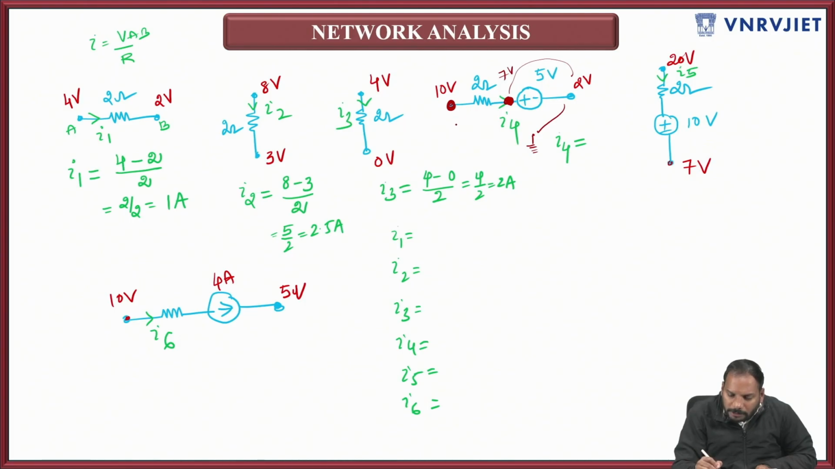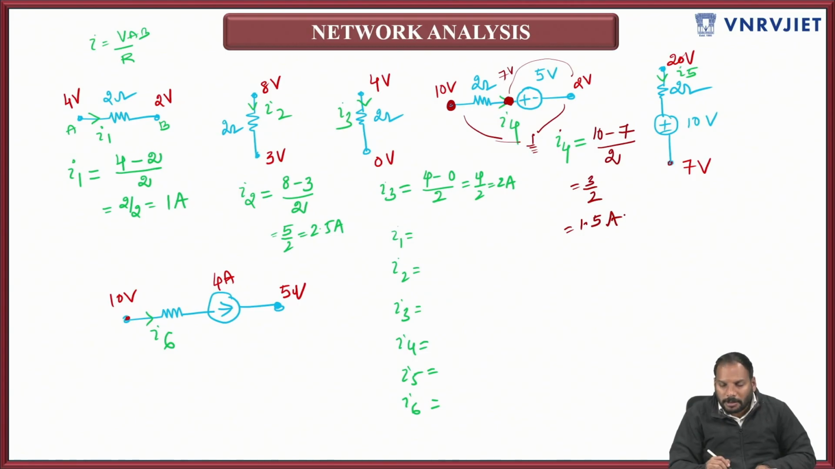So now the value of I4 is how much? This is also with respect to ground only. This 10 volts is also with respect to ground. All potentials are measured with respect to ground actually. So I4 is 10 minus 7 divided by the resistor value 2. That means 3 by 2, 1.5 amperes. So this is how you need to apply the concept.